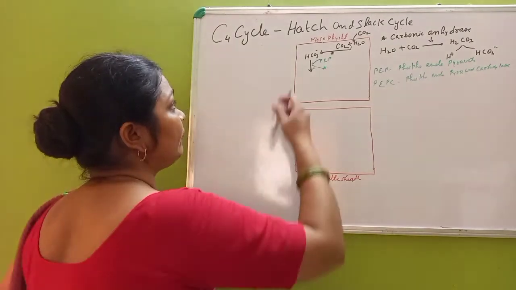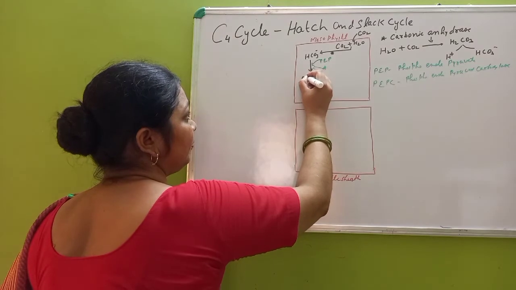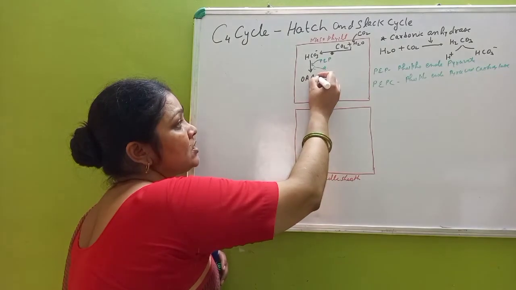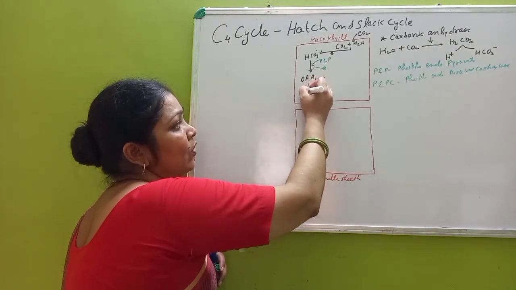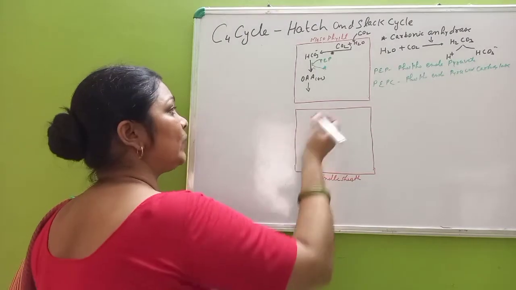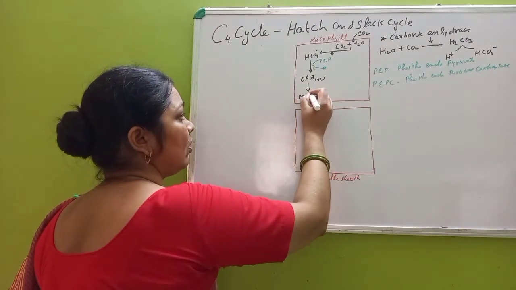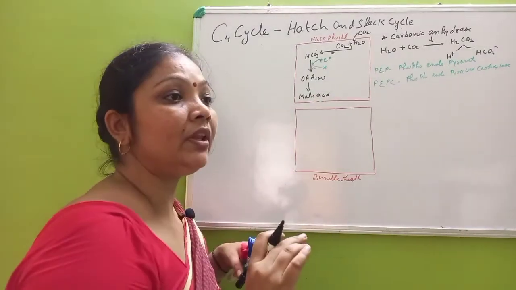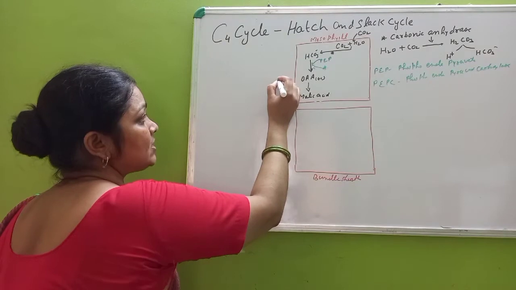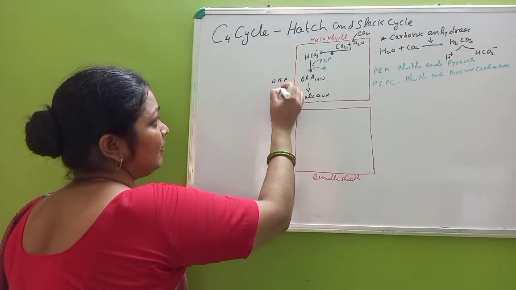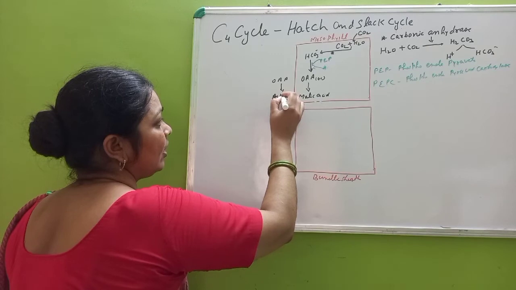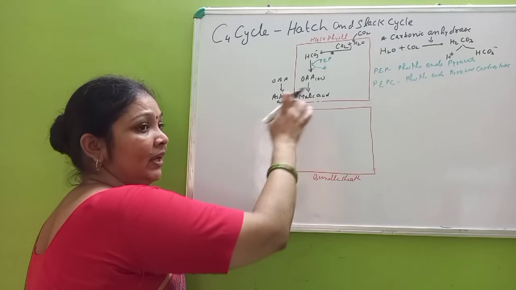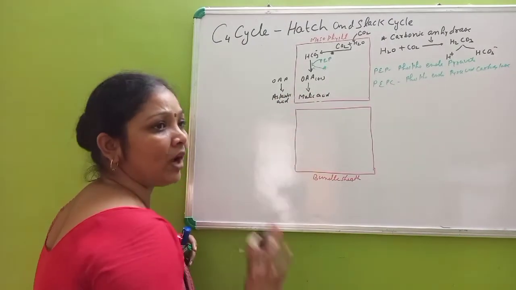Ultimately after the carboxylation, in the mesophyll only, a 4 carbon compound is formed, that is oxaloacetic acid. This 4 carbon compound ultimately turns into another 4 carbon compound, that is called malic acid. Or maybe this oxaloacetic acid may convert into aspartic acid. Depending upon the condition, it may convert into malic acid or aspartic acid. Both are 4 carbon compounds.